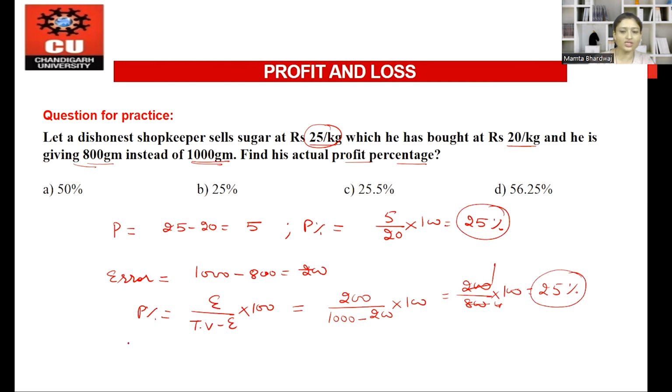So now we will use the successive approach to find out the overall profit, right? So 25 plus 25 plus (25 into 25) upon 100. So this is 50 plus 6.25. It will give us 56.25% profit. So 56.25 is the correct answer. Here we use the approach that percentage of profit equals error upon (true value minus error) into 100%. I hope the concept is clear.